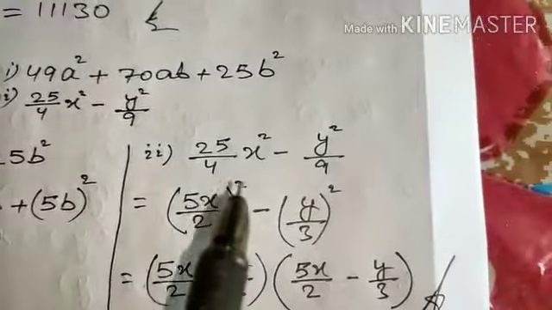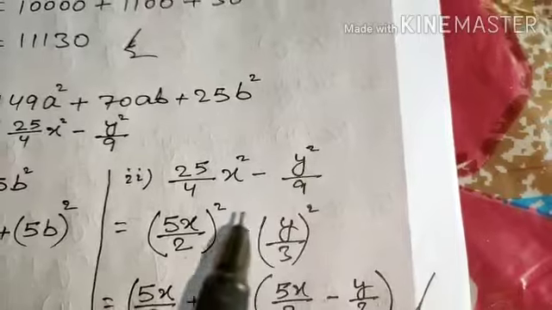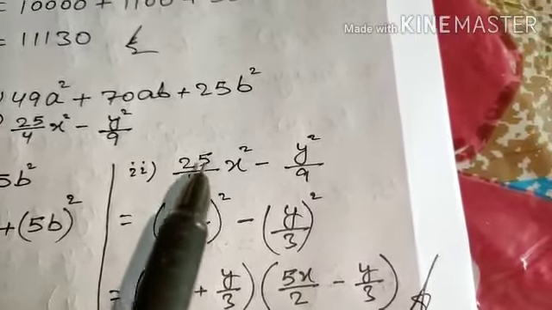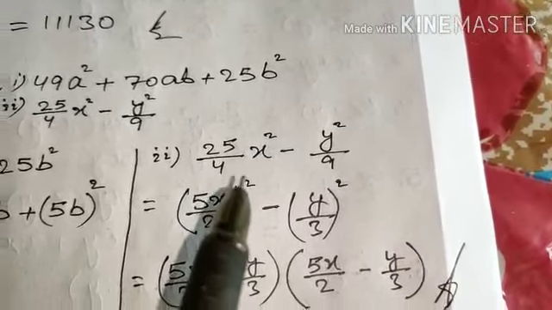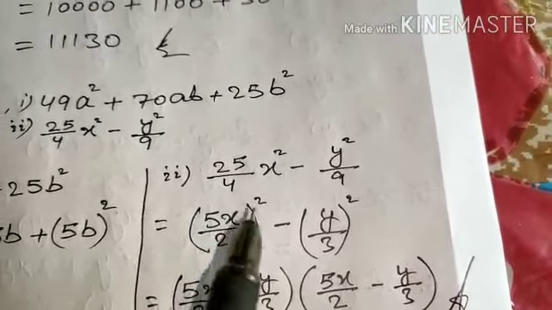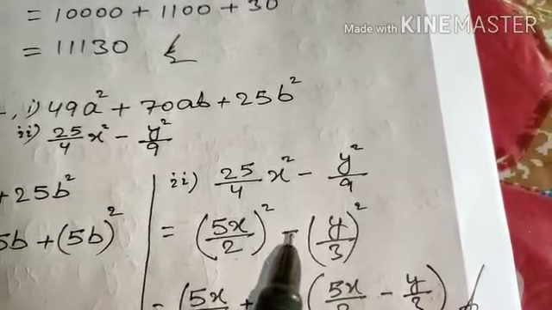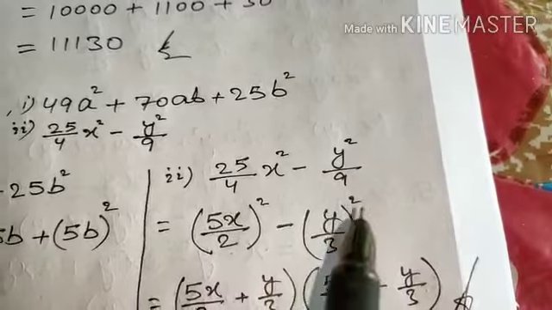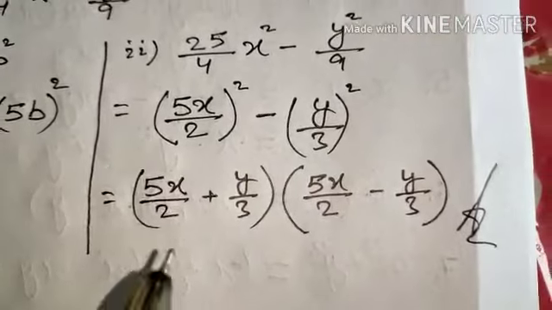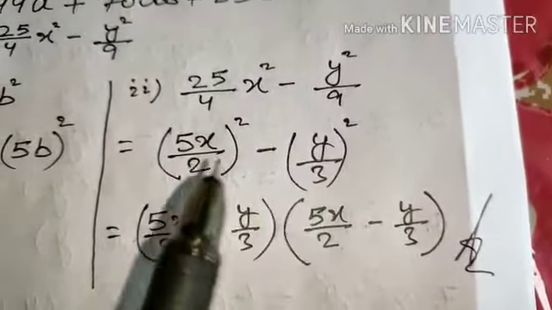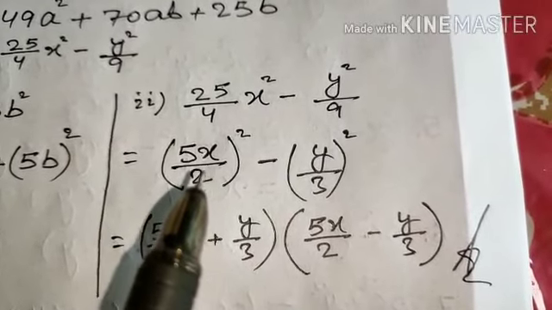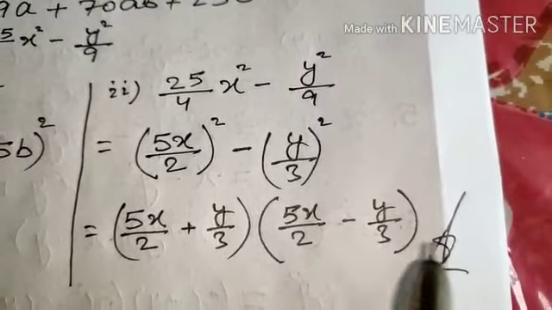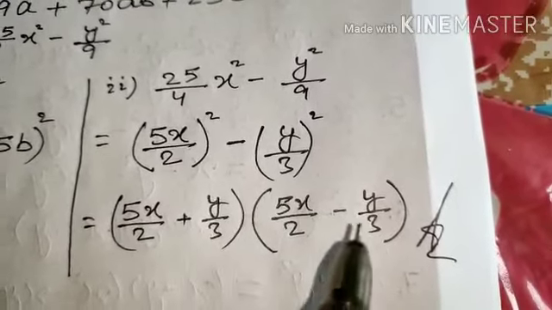The second question is 25 by 4 x square minus y square by 9. So just again do the squaring form. 25 is the square of 5, x is already in square, and 4 is 2 square. So we can write (5x by 2) whole square, and y square by 9 we can also write as (y by 3) whole square. Now moving on, we got a square minus b square. The value of a is 5x by 2, the value of b is y by 3. So (a plus b) into (a minus b) is (5x by 2 plus y by 3) into (5x by 2 minus y by 3).